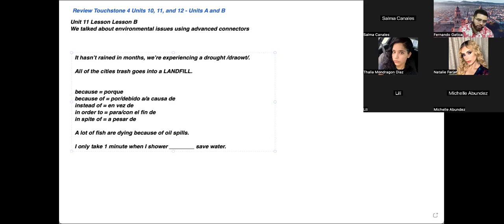Solo me baño por 1 minuto para, in order to. Very good. In order to. Para ahorrar agua. Solo me toma 1 minuto cuando me baño para ahorrar agua. Good, good, good.